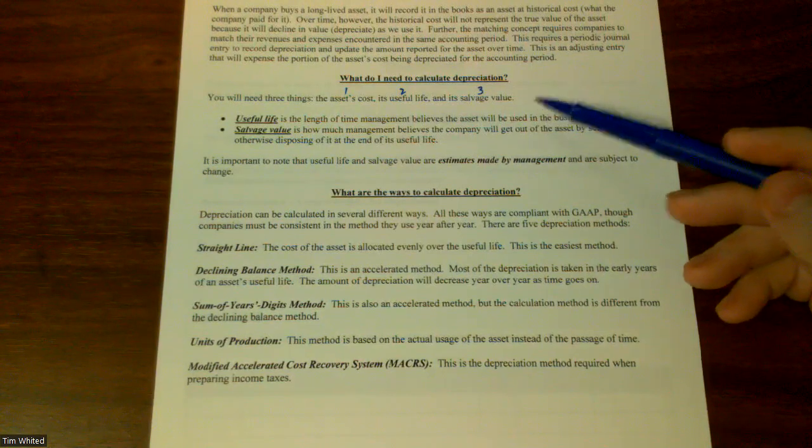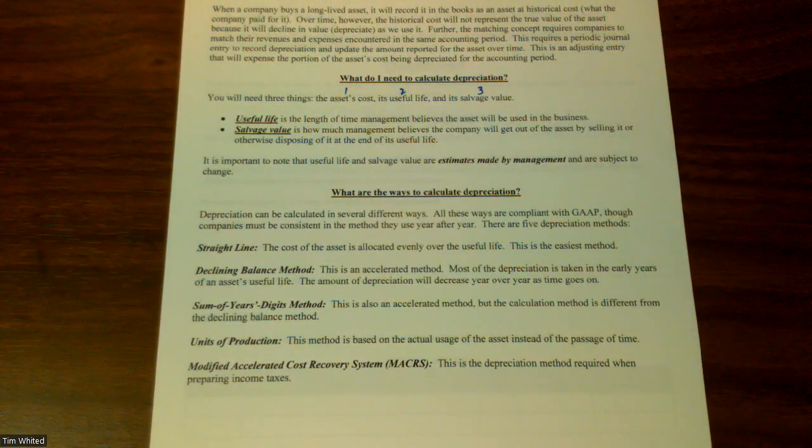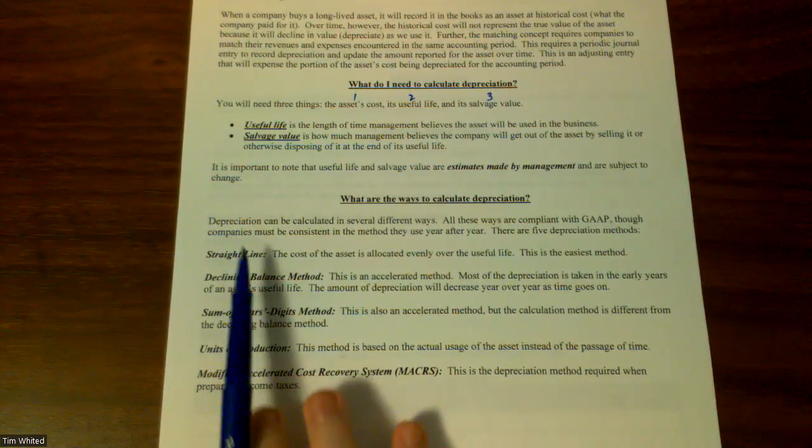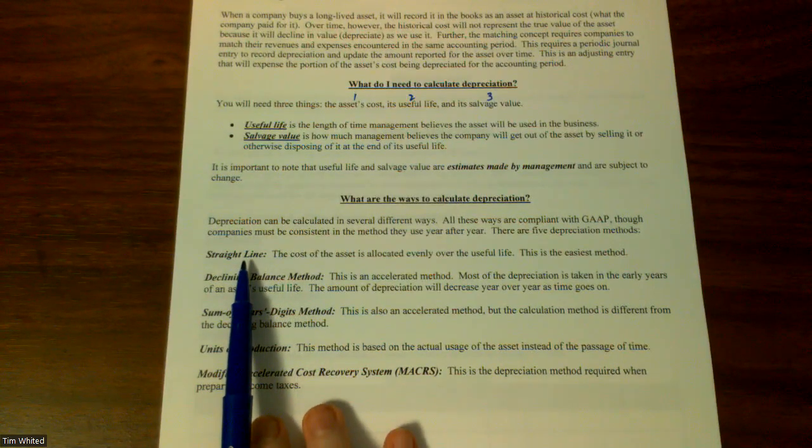So once we know these three elements, the next question is, how do we calculate it, or what are the different methods we can use to calculate it? Now, if you're watching this video, chances are you're in my Accounting 202 class. So in Accounting 202, the only one that you really get into any practice with in IntelliPath is going to be straight line depreciation. So that's what I'm going to cover in this video.